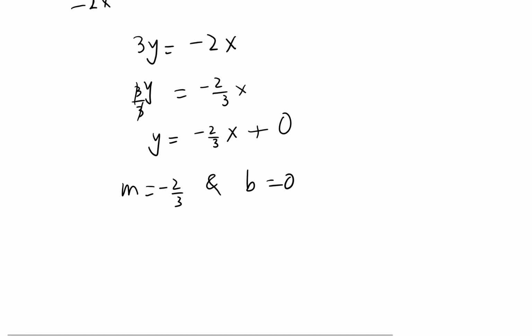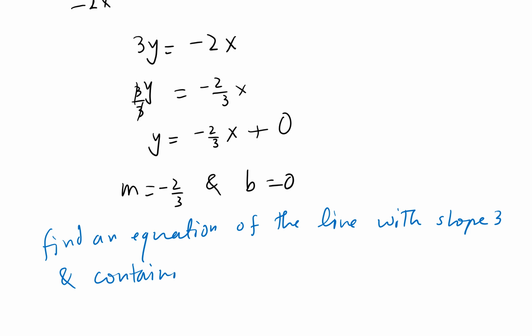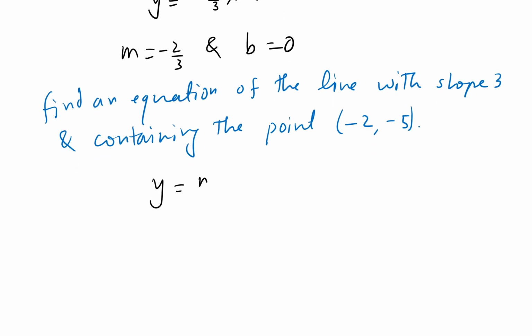Another application to this, you can be asked to find an equation of the line with slope 3 and containing the point -2, -5. Well, first thing I would do, I would write down the formula, the mx plus b. They give me the slope 3, so I can go ahead and replace m with 3.